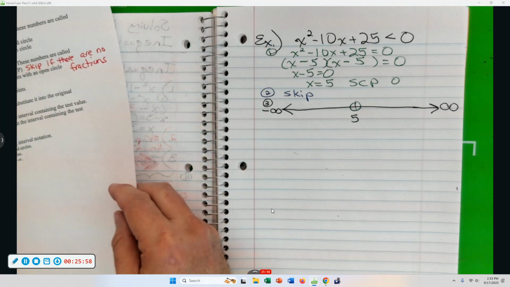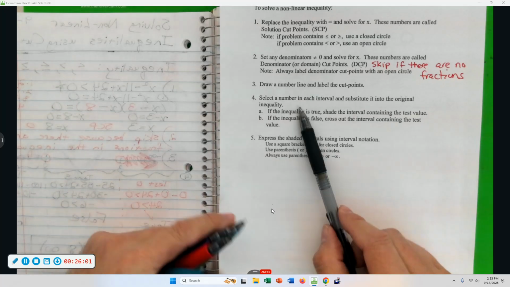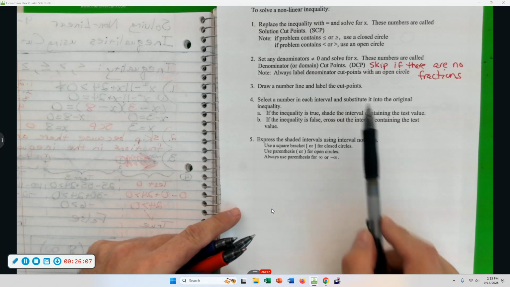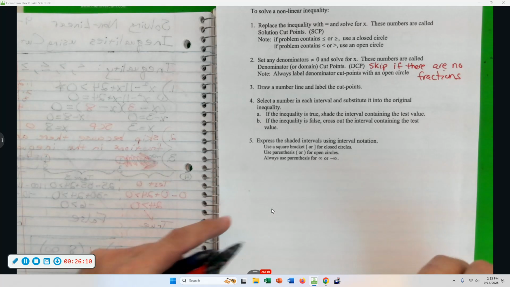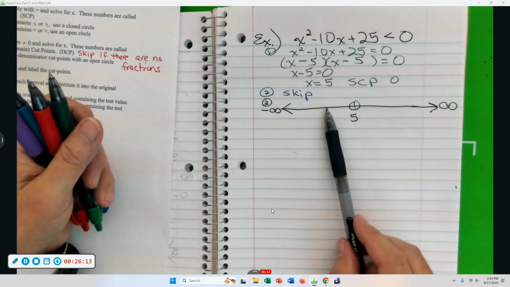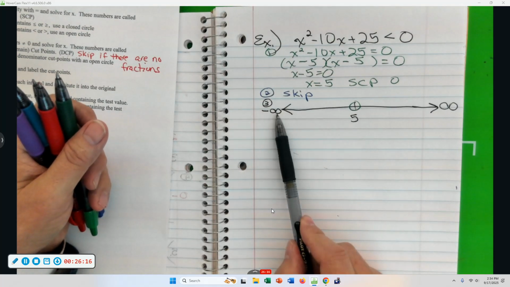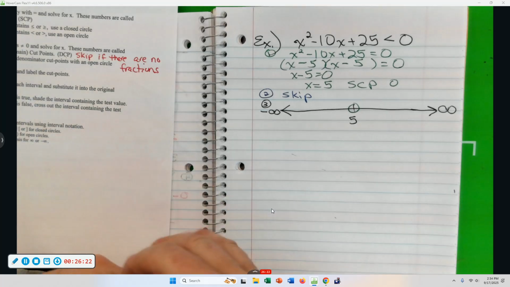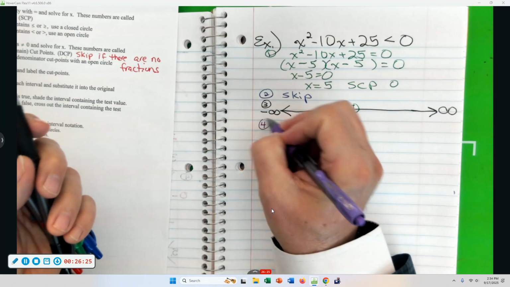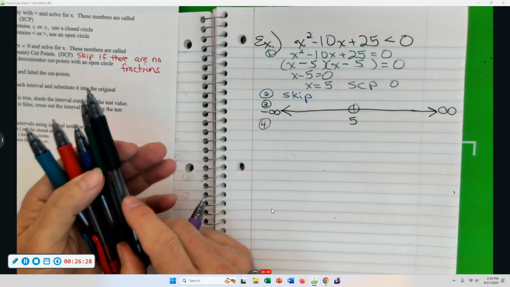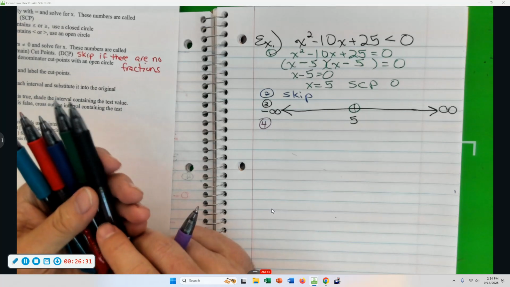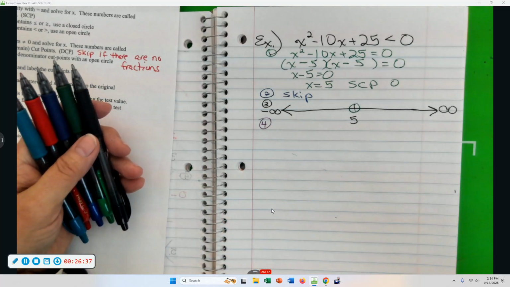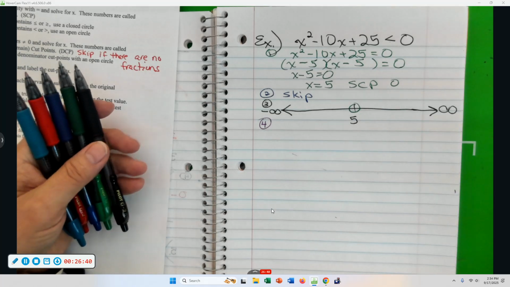Step number 4, we're ready to select a number in each interval and substitute it into the original inequality. I thought substituted into sounded better than plug into the original inequality. We have 2 intervals. We need a number to the left of 5, and we need a number bigger than 5. What do you think I'm going to use to the left of 5? You could have a 4, a 3, a 2, a 1, a 0, a -1. What do you think is the easiest number to plug in? Even if you don't think it's the easiest number, I think it's the easiest number. So what number do you think I'm going to use?